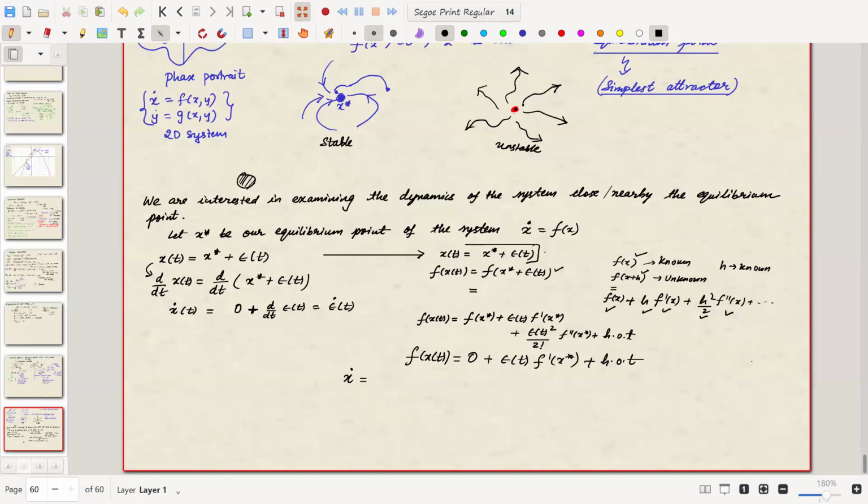So what is x dot? Take the derivative on both sides. X dot is just d by dt of x. And what is x? d by dt of x star plus epsilon t. What is d by dt of x star? 0. Plus epsilon dot t. So x dot equals epsilon dot.